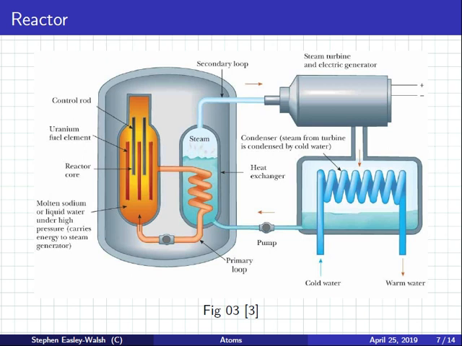Kirchhoff's loop rule. Kirchhoff's junction rule. Remember these words? So the cold water and warm water, I think it's also a loop. Yeah, you can call this a loop, but really it's more called a coil. C-O-I-L, coil. You know this word? Okay, dictionary, C-O-I-L.